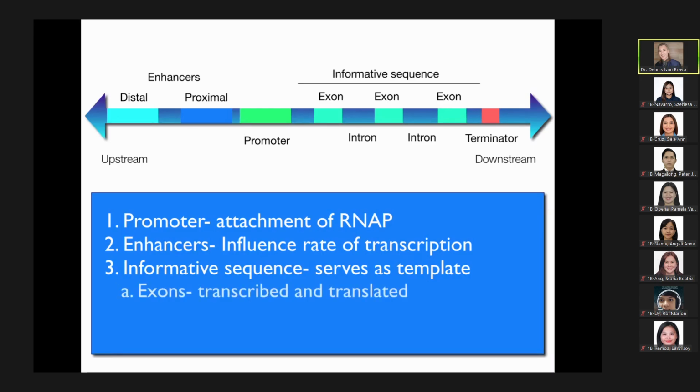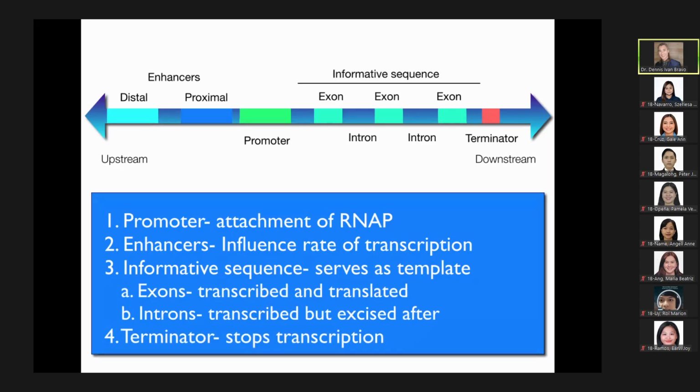But within the informative sequence, there are coding and non-coding regions. The coding regions are referred to as exons. They are sequences that are transcribed and ultimately translated into proteins. These exons are interrupted by intervening sequences known as introns, non-coding regions within the informative sequence. These are transcribed but are not translated because they are taken out in the resulting RNA. And the terminator, as always, ends transcription.